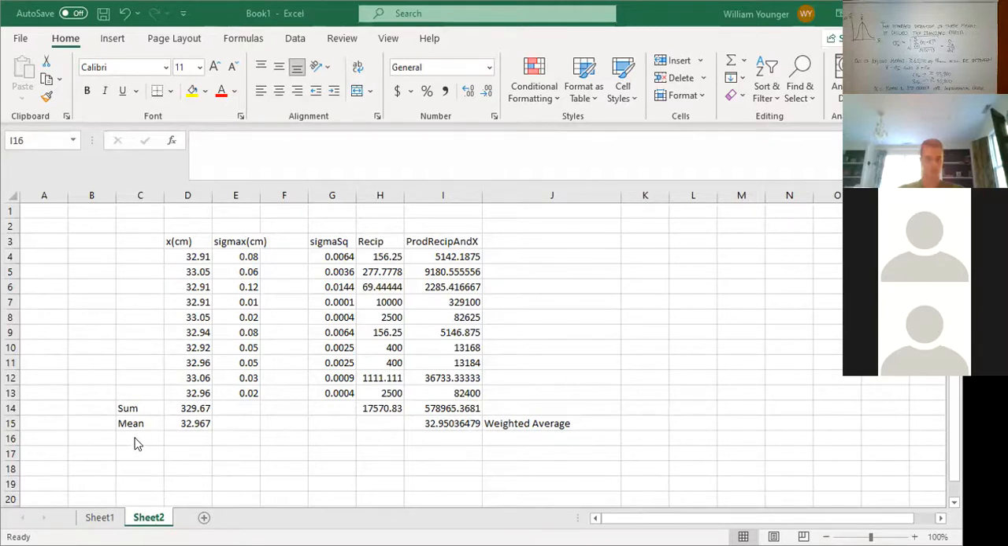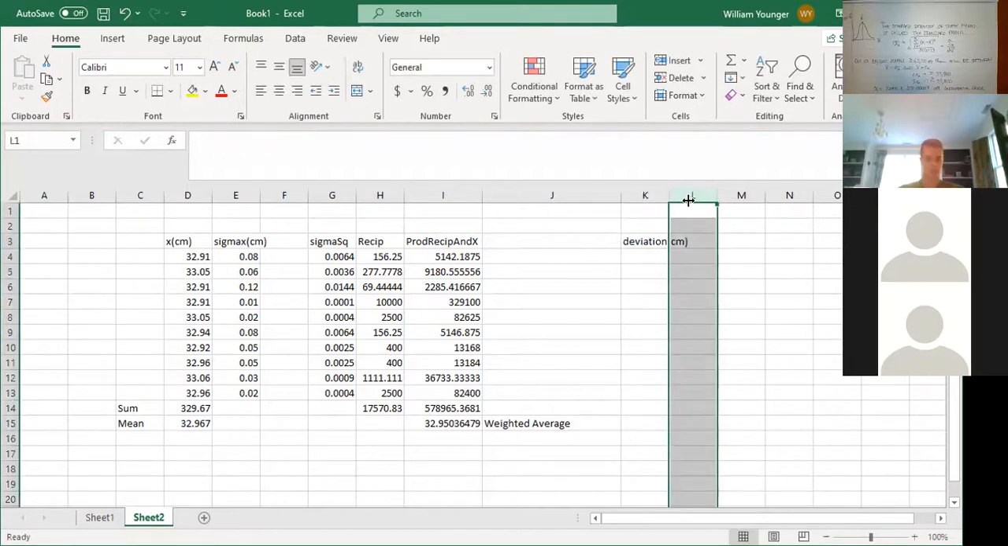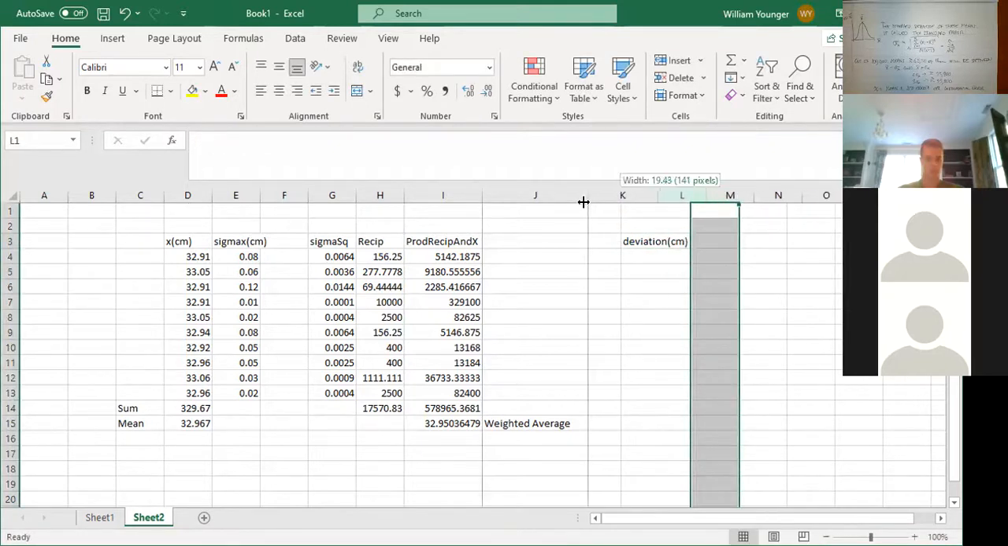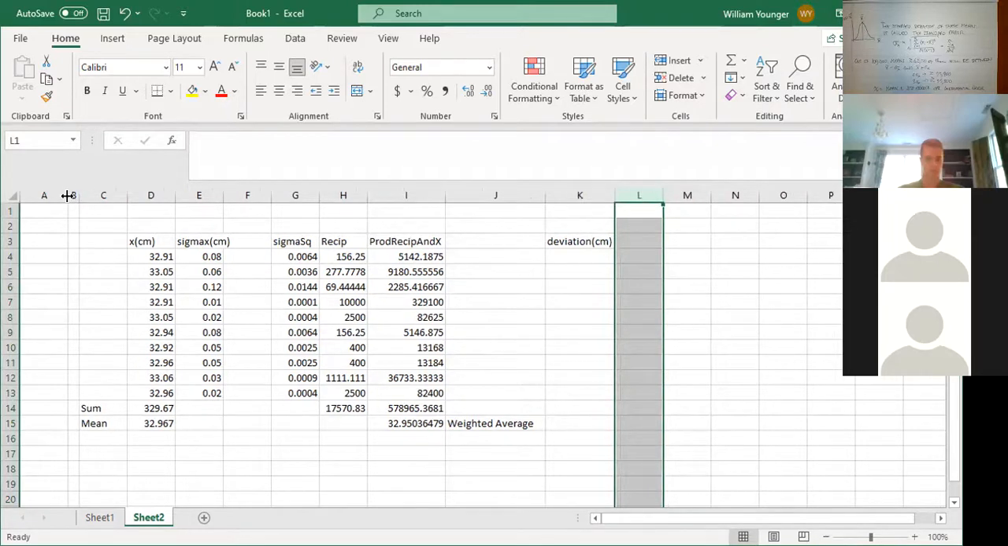And from that, I can then calculate the standard error. So what I'm going to do is make a column over here, and I'm going to say deviation, which remember is X minus X bar, and it's going to be in centimeters. And I'll make it big enough for the box to fit everything. I'll make this one quite a bit smaller, and I'll make these a lot smaller because they're not really that important now.